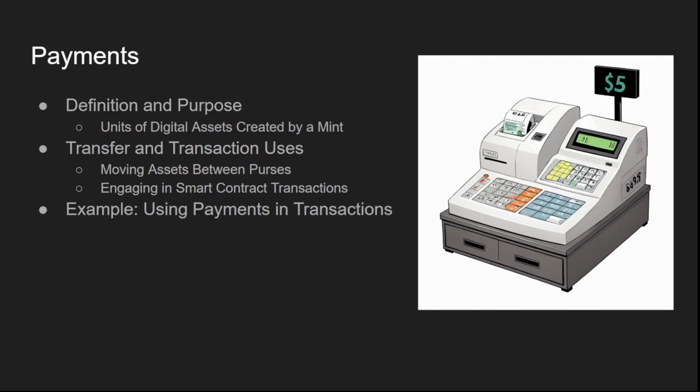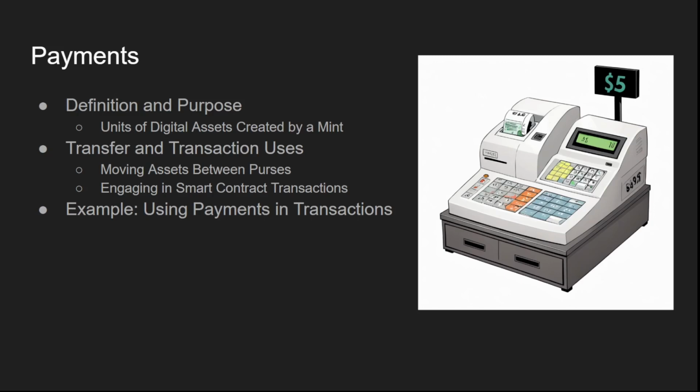Payments have two primary uses: transferring assets between purses and engaging in smart contract transactions. Let's break these down. Payments enable the transfer of digital assets from one purse to another. When a payment is created from a purse, it represents a specific amount of the asset that can be sent to another purse. For example, if you want to send 10 USD coins to a friend, you create a payment of 10 USD coins from your purse and then transfer it to your friend's purse.